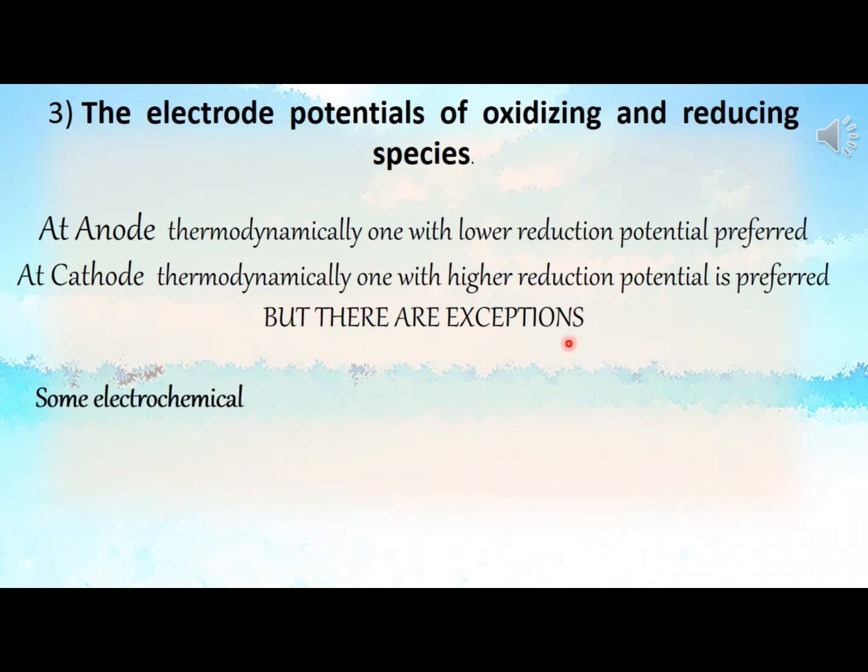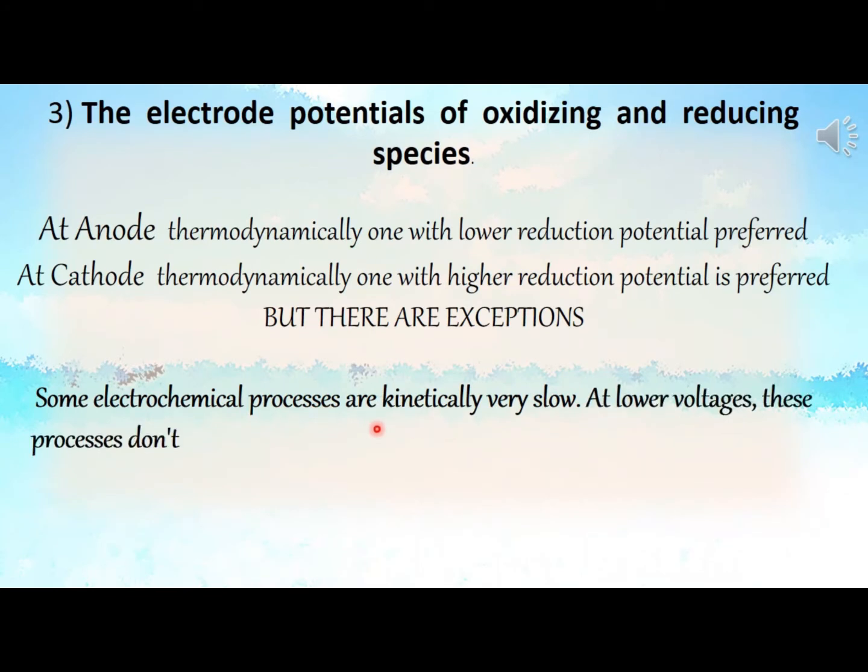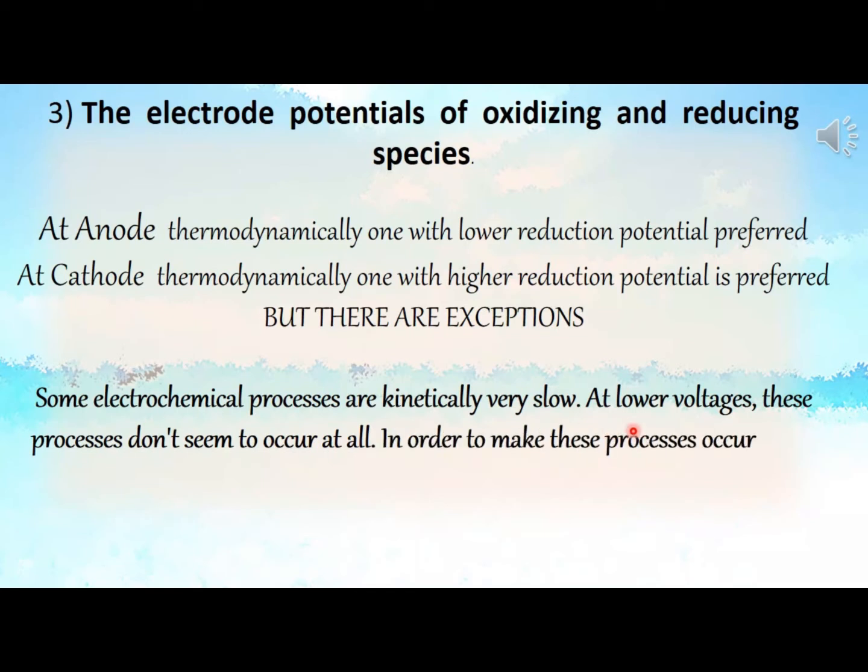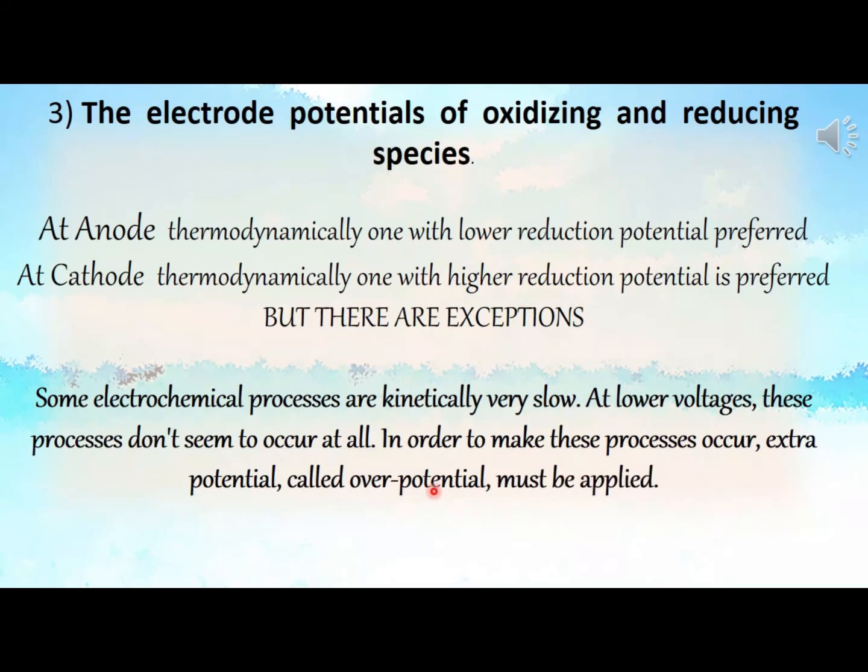There are several electrochemical processes which are thermodynamically feasible but kinetically very slow. Hence, in order to make these processes occur, extra potential, which is also known as overpotential, must be applied. This we will see through an example in our next slide.